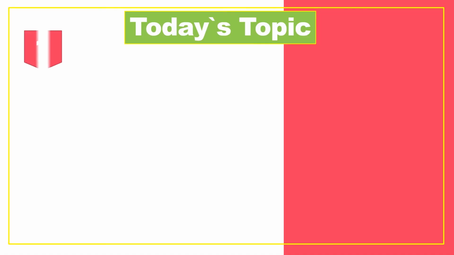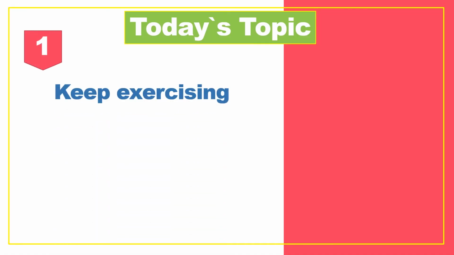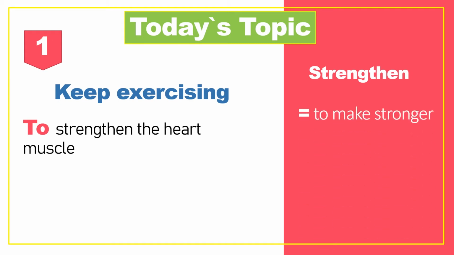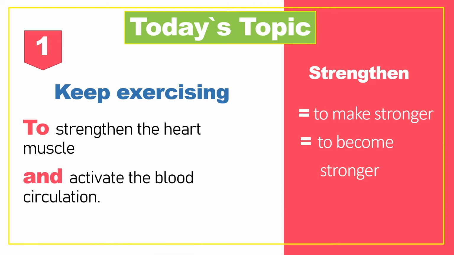Advice number 1. Keep exercising to strengthen the heart muscle. You may ask me, what's the meaning of strengthen? It means to make the heart muscle stronger, or to become stronger. If you want to make something stronger, this means you strengthen it. And exercising activates the blood circulation.